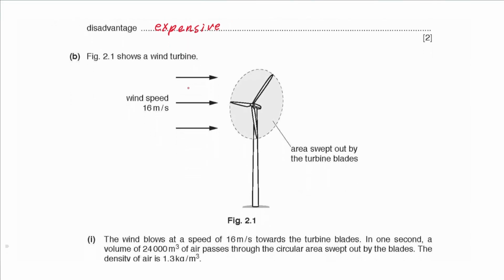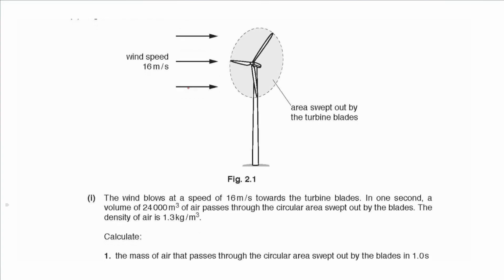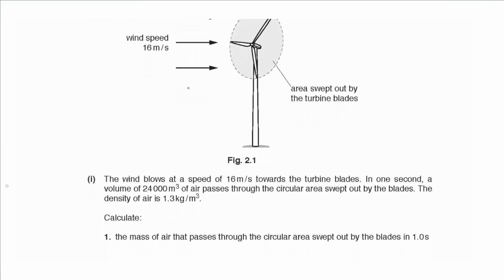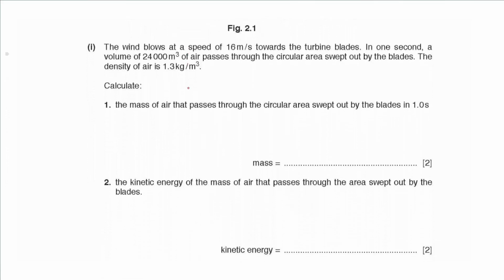Part B says figure 2.1 shows a wind turbine. Part I says the wind blows at a speed of 16 meters per second towards the turbine blades. In 1 second, a volume of 24,000 meter cubed of air passes through the circular area swept out by the blades. The density of air is 1.3 kilograms per meter cubed.